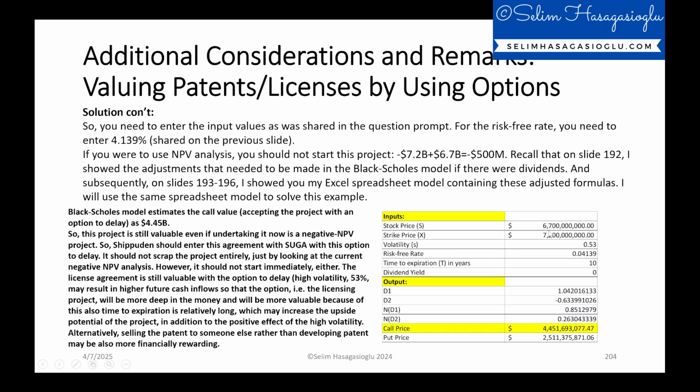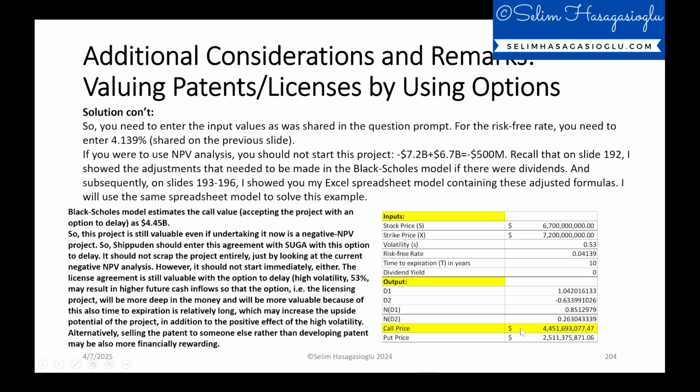So I just entered the input values here. The stock price, the value of the underlying asset, will be the present value of future cash flows at $6.7 billion. The strike price will be the cost of development, the cost of starting this project and producing and selling, at $7.2 billion. And volatility of the project is 53%. Remember, the risk-free rate is 4.139%. Time to expiration T in years will be 10 years, and dividend yield in the first scenario will be 0. And then you will get this call price based on these D1 and D2 values.